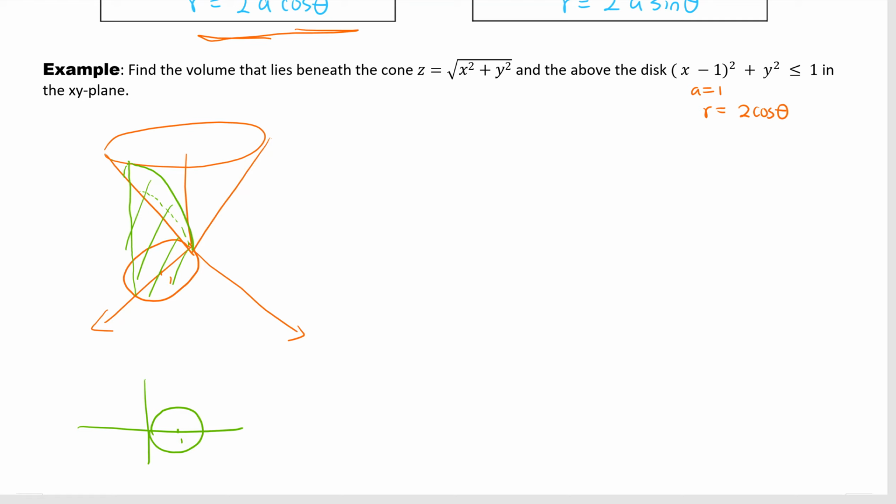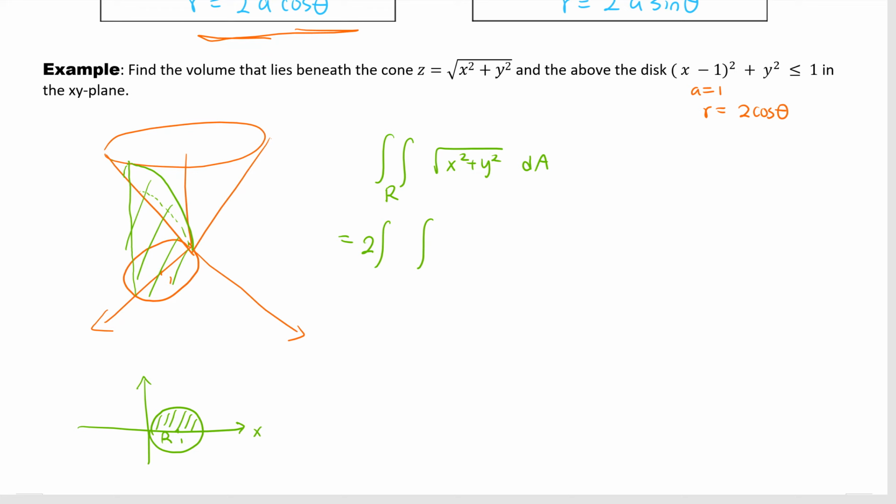Okay, so you can see this is symmetric about the x-axis, right? So this is the region R, and we have beneath the cone is square root of x squared plus y squared dA, right? And when we use polar coordinates, because it's symmetric about the x-axis, it's enough to just look at the top region and then multiply by 2. Is that okay? We look at the top region and we multiply our answer by 2.